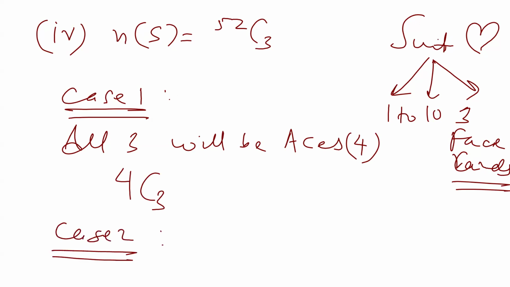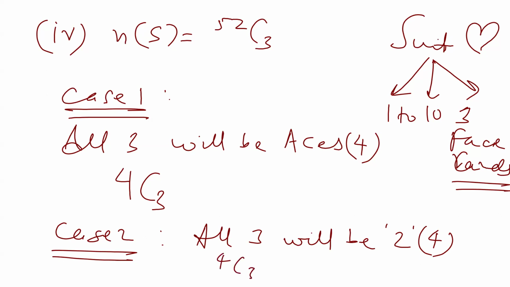Case 2, all 3 will be having number 2, right? So there are 4 number 2 cards, so all 3 will be from this 4. So this will be 4C3. See, we have to go ahead with all 13 categories, because the 3 cards should have the same number. So n of A is equal to 4C3, this is for 1, plus 4C3, this is for 2.